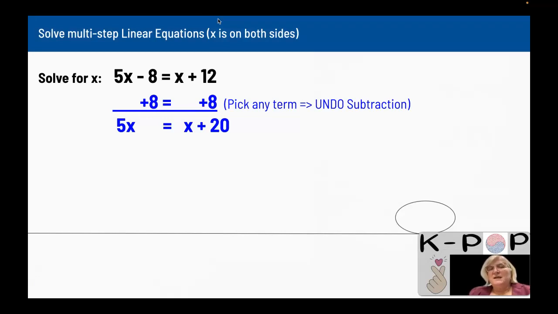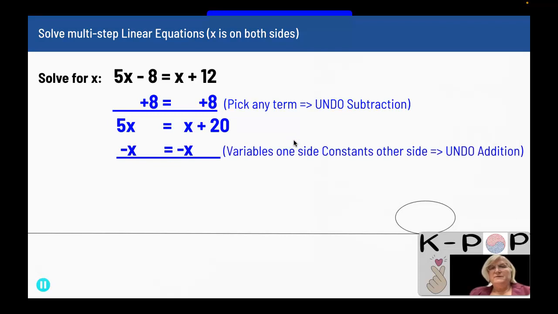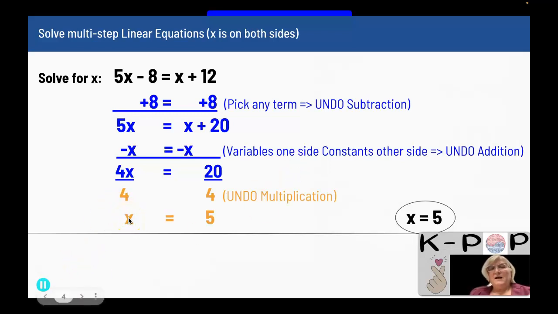So the next term that I have to do is this x, because I want my variables on one side and my numbers on the other side. I subtract the x from both sides of the equation, and I get 4x equals 20. I want the x alone, so I have multiplication by 4, so I'm going to do division by 4 on both sides of the equal sign. When I divide both sides by 4, I get x equals 5. And my answer is x equals 5.